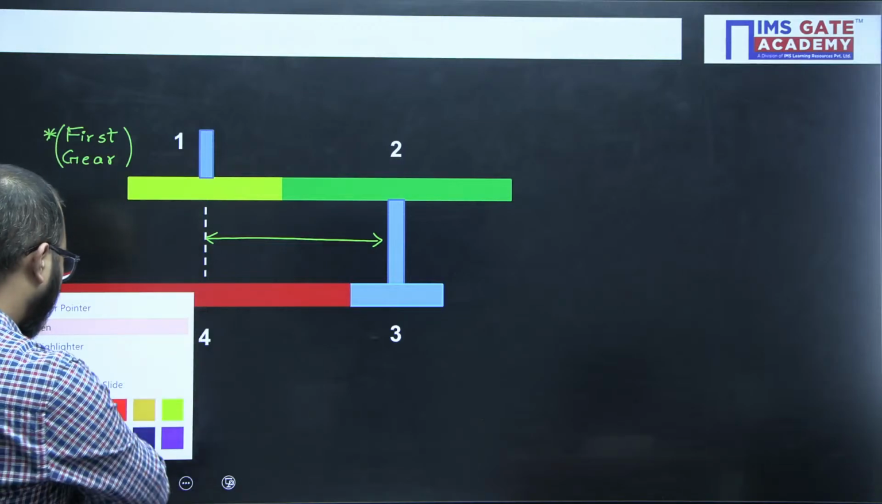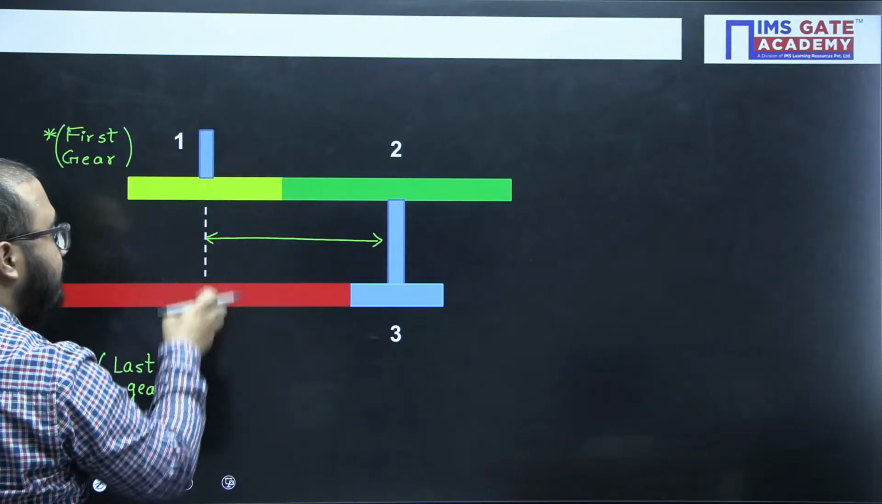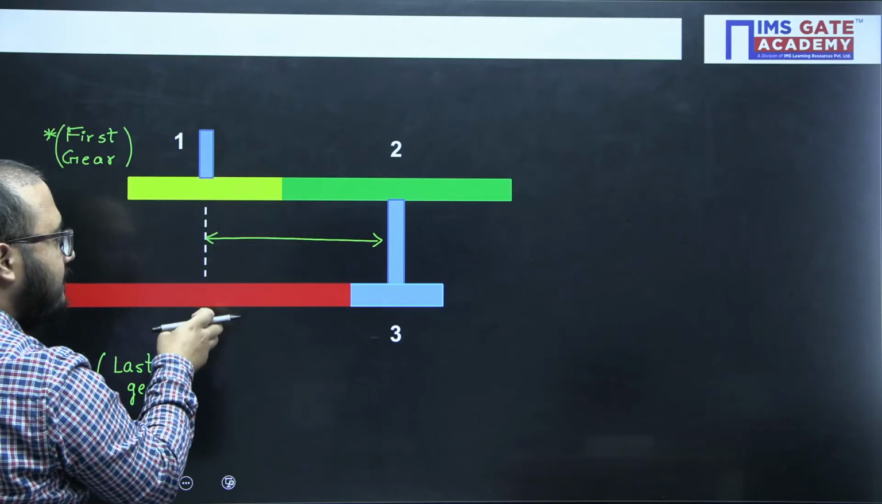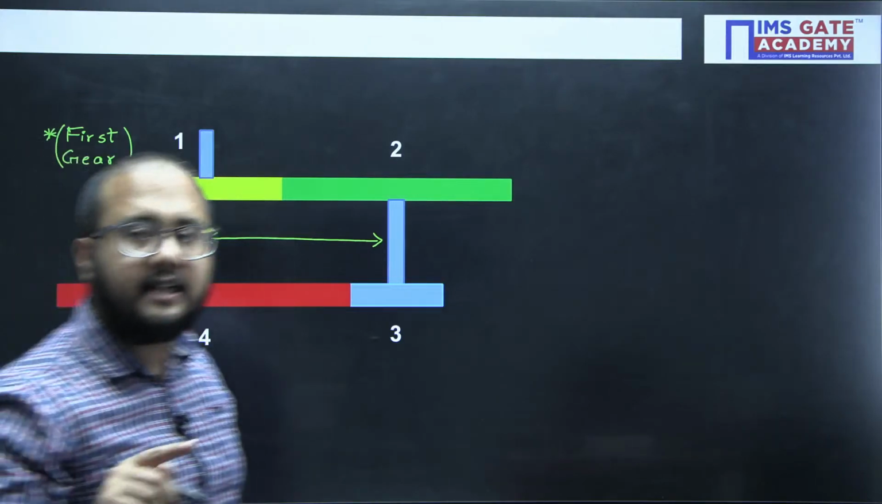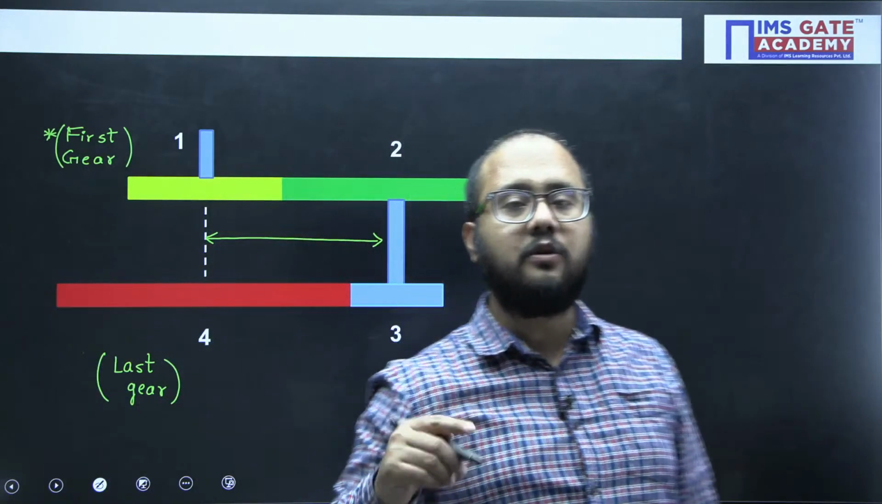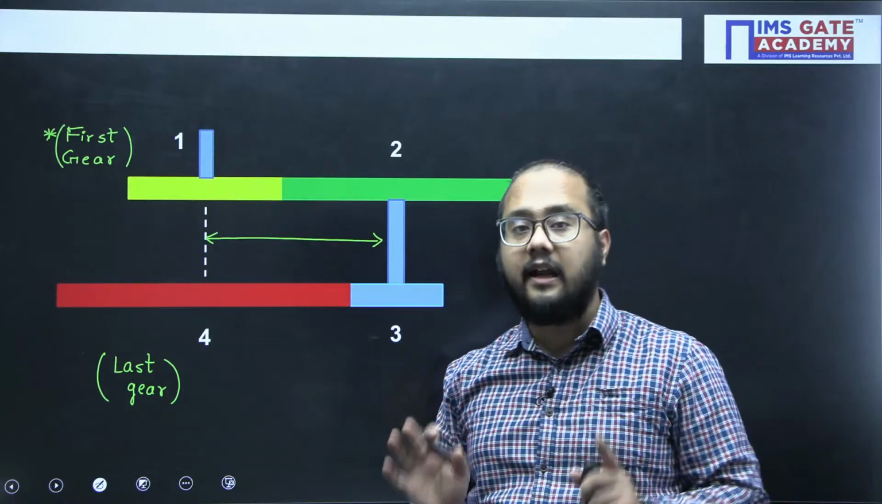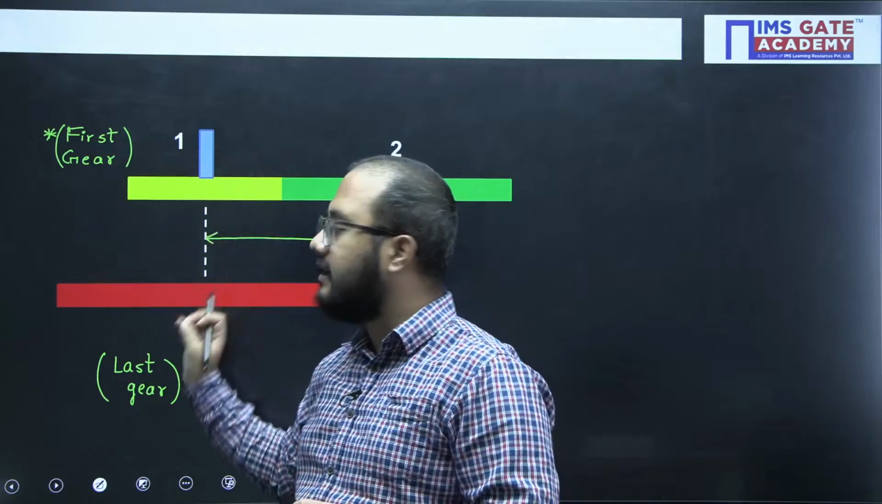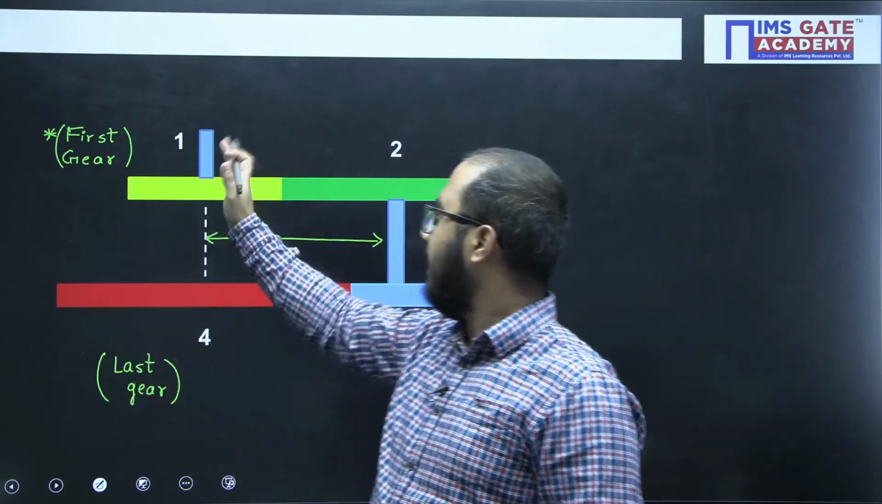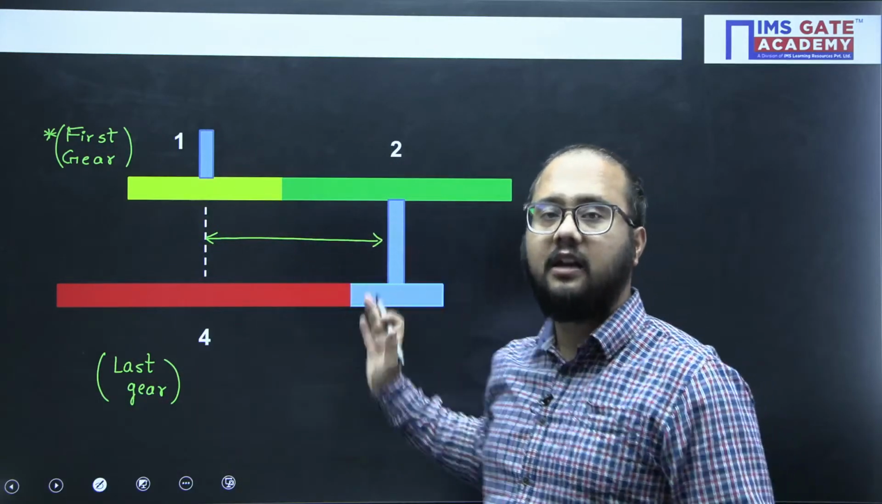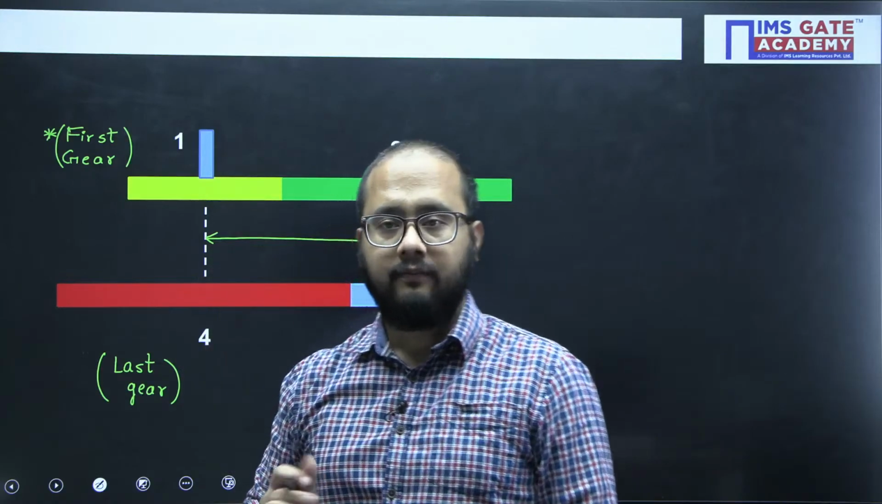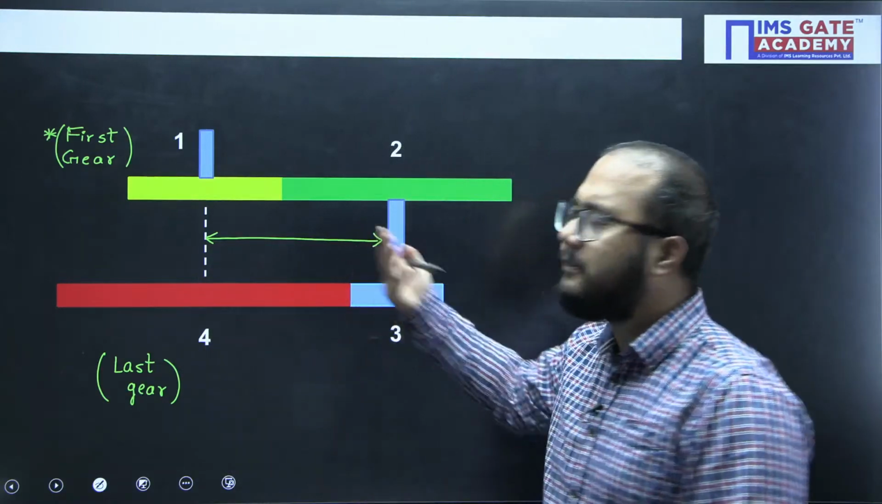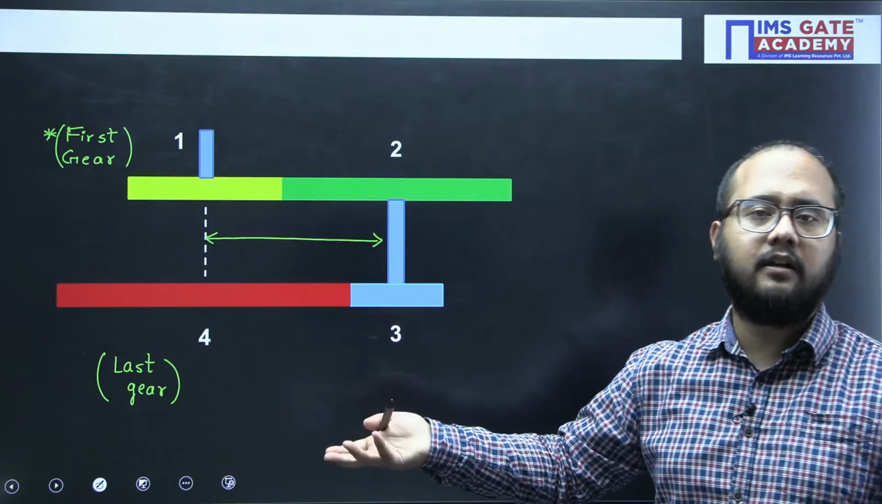Okay. Unless it is mentioned that the gear 1 axis and gear 4 axis are not coinciding, otherwise in that case I cannot write R1 plus R2 equals R3 plus R4. So what you need to remember is that the axis of the first and the last gear is the same. That's why R1 plus R2 equals R3 plus R4. Right? So the same velocity ratios you can also write here.